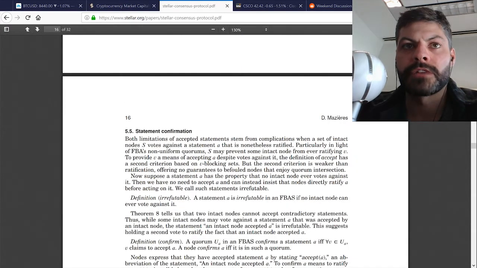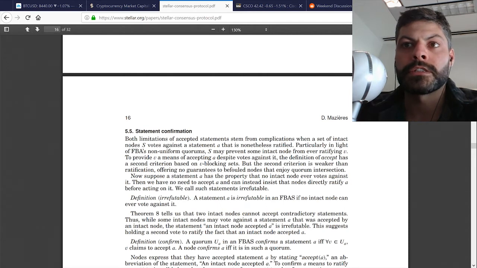5.5 Statement Confirmation. Both limitations of accepted statements stem from complications when a set of intact nodes S votes against a statement A that is nonetheless ratified. Particularly in light of FBA's non-uniform quorums, S may prevent some intact node V from ever ratifying A. To provide V a means of accepting A despite votes against it, the definition of accept has a second criterion based on V-blocking sets.